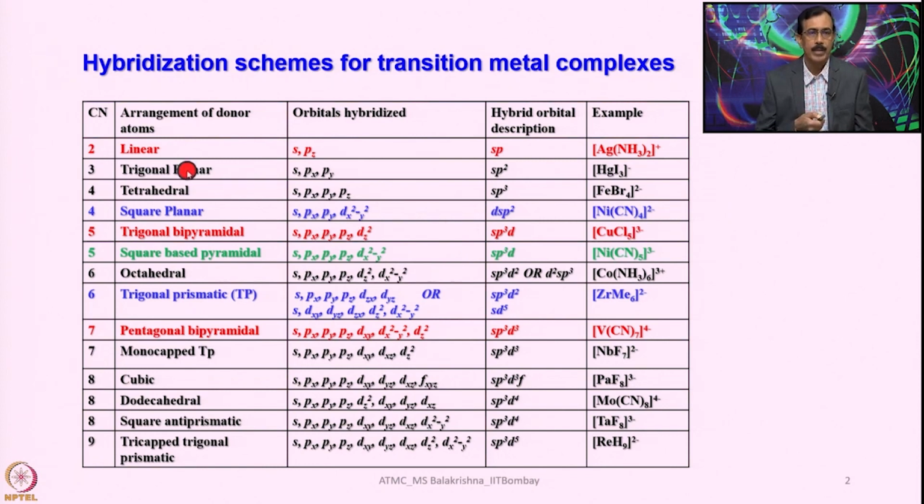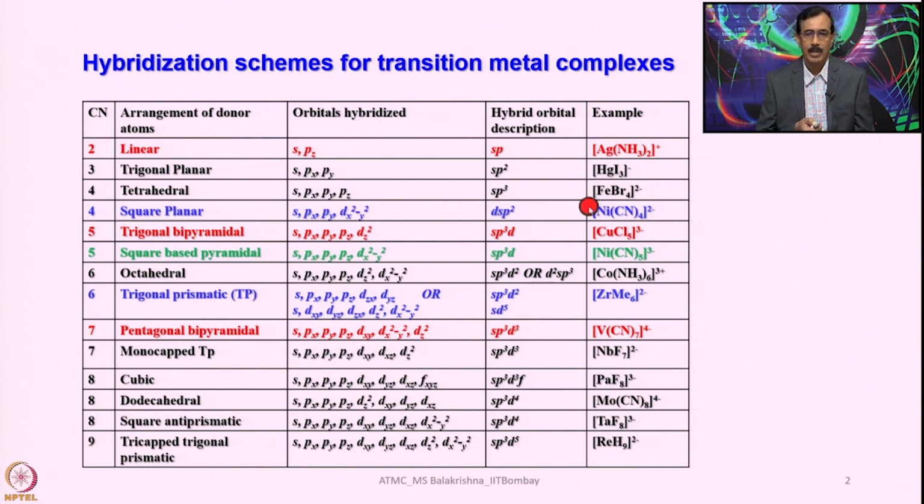Look into the first one. Here the arrangement of donor atoms or ligands is linear with respect to the central metal atom, and when the coordination number 2 is there, invariably we use sp hybridization. Example, diammine silver complex. Next, trigonal planar with coordination number 3. Here the example I have given is HgI3 minus with sp2 hybridization, and of course tetrahedral, you all know that we use sp3 hybrid orbitals. We have several examples, I have given one example here, tetrabromoferrate.